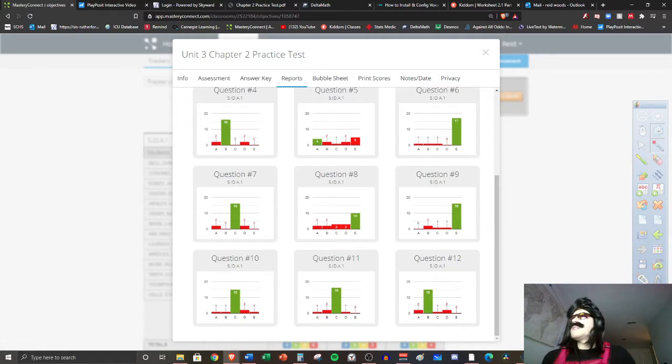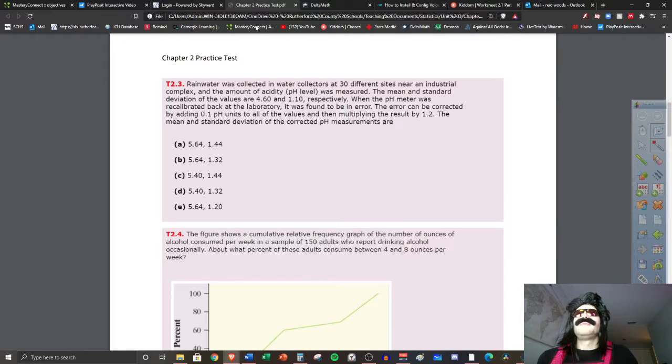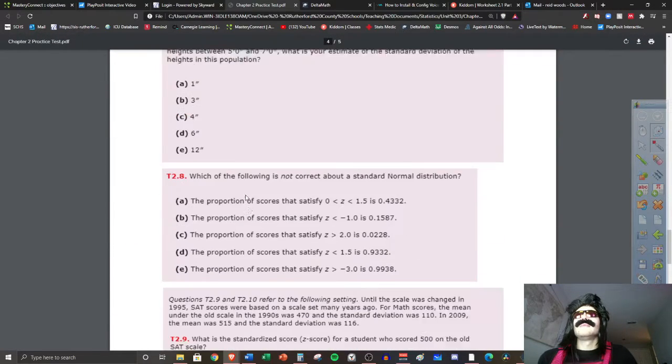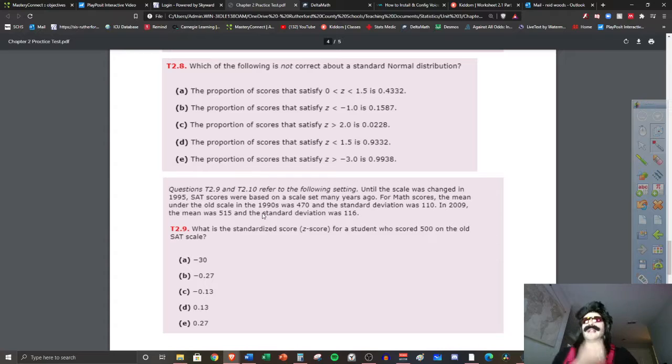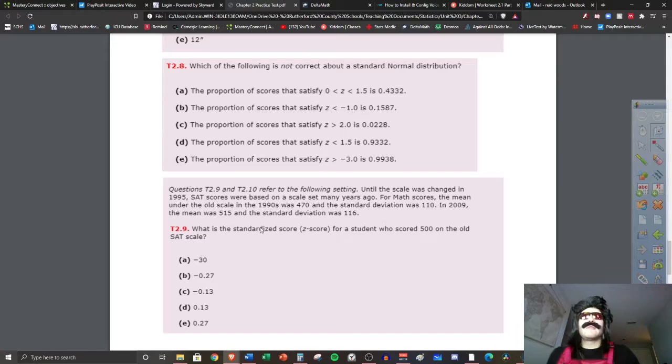All right, now let's look at the special request. 9, 10, 11, 12. So let's look at all of those. All right, number 9. Here it's talking about Z-scores. It said until the scale was changed in 1995, SAT scores were based on a scale set many years ago. For math scores, the mean under the old scale.